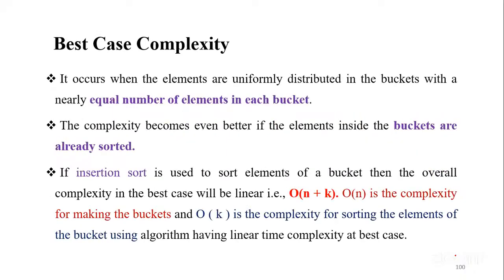Best case. It occurs when the elements are uniformly distributed in the buckets with a nearly equal number of elements in each bucket. We have 5 buckets. In the 5 buckets, we have 10, 10, 10, 10 elements. So that is the best case. The complexity becomes even better if the elements inside the buckets are already sorted. So we take the input array, store the elements in the buckets with equal ranges, and in those, the elements are already sorted. That is the very best case complexity. That takes very little time to sort because they are already sorted.